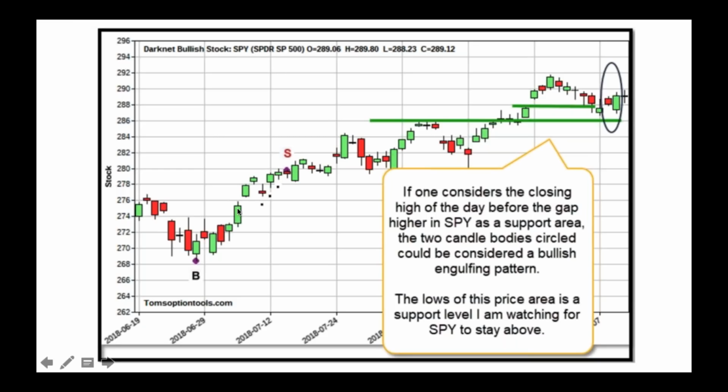And then, of course, a good 2.5 weeks later, we had a sell at 280. Nice move. When you can get 10 or 11 points out of the SPY, that's a good day.